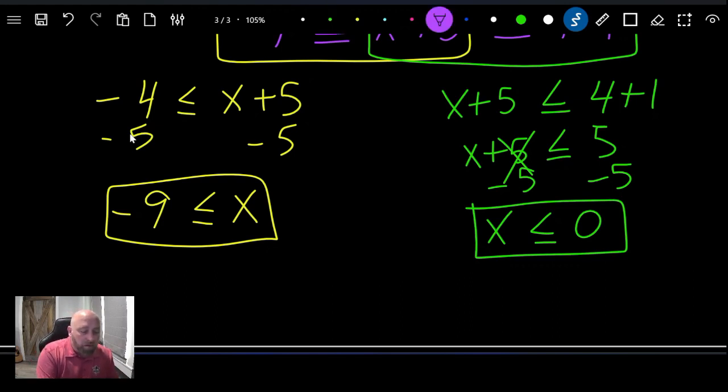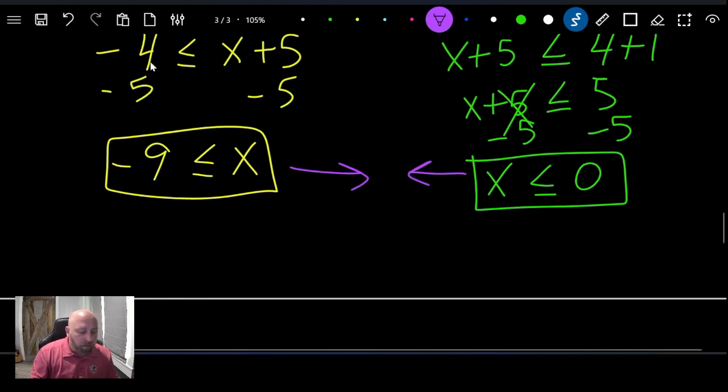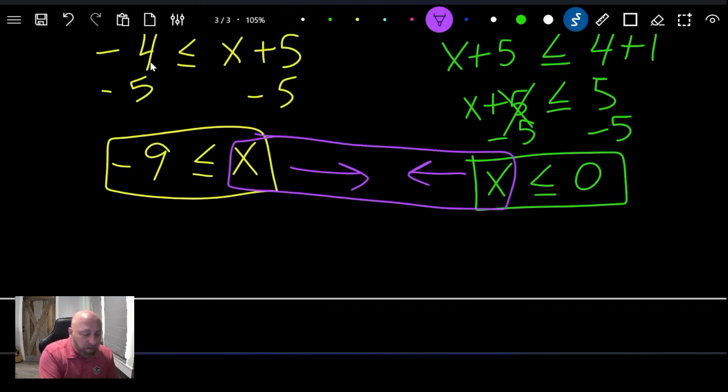So now what we want to do is bring these two things together. Okay, so we're just going to rewrite it, and we're going to rewrite the x one time in the middle. So you'll get negative 9 is less than or equal to x, and then we'll write the rest of it over here, is less than or equal to 0.